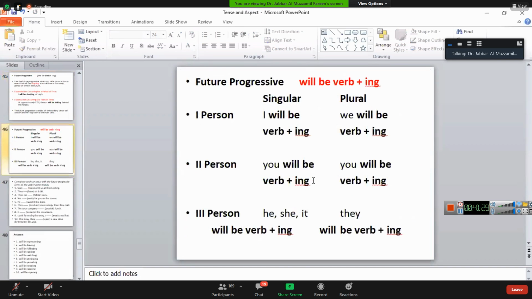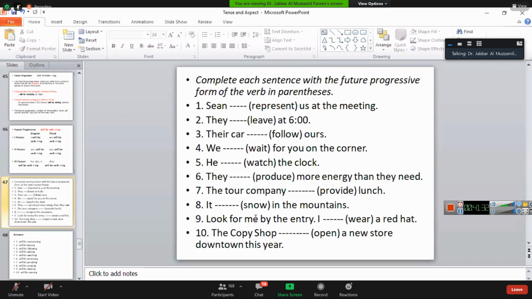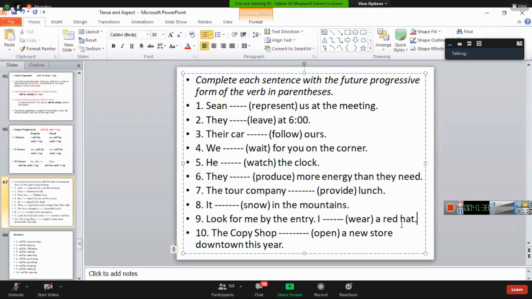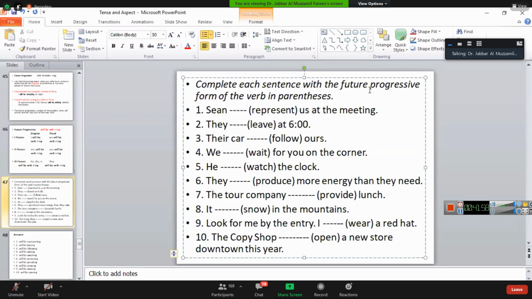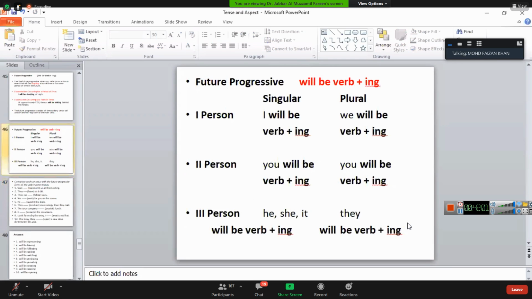The next one: look for me by the entry. I dash wear a red hat. What should be the answer? Future progressive: I will be wearing. Will be wearing. So the insertion goes with what? What are the key terms? Will be plus verb plus ing. Please understand, progressive will be verb plus ing.